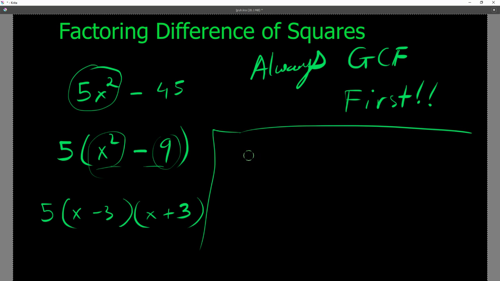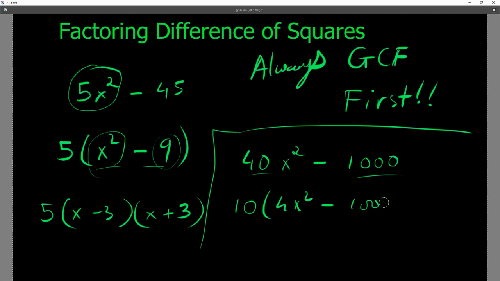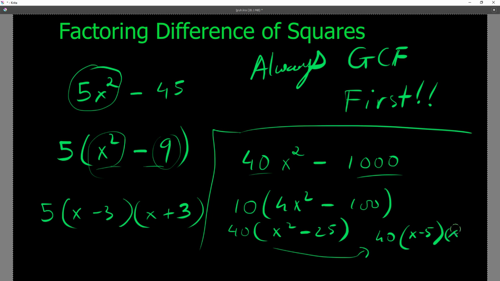So I'm going to do another. 40 is not a perfect square, and 1,000 is not a perfect square, but I can take out 10 from both of them. Then I have 4x squared minus 100. But this 10 is not the GCF because I can take out more. I can take out another 4. So I take 4 out, so I have 40 outside, and now I have just x squared minus 25. Now I have these guys, which can be factored into 40, x minus 5, x plus 5.